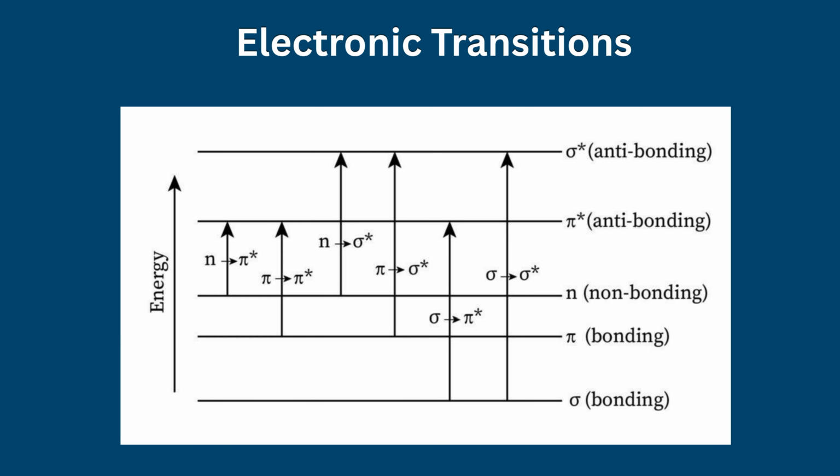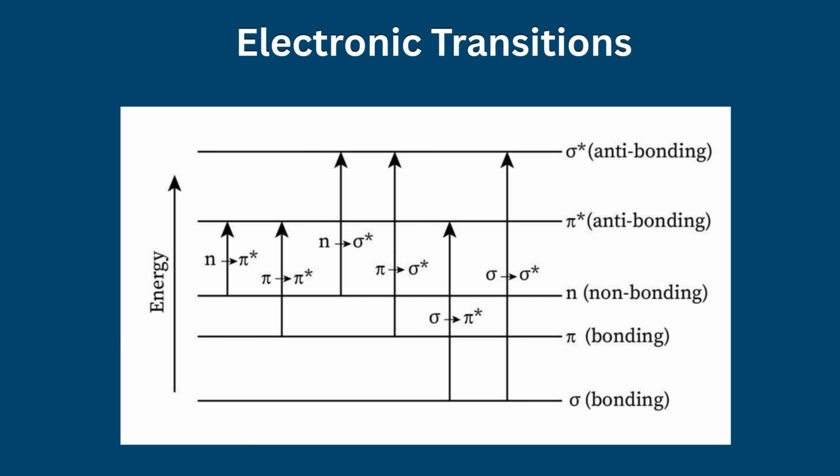Electronic transitions. Electronic excitation in molecules involves transitions between bonding, non-bonding, and antibonding orbitals. The principal transitions observed in UV-Vis spectroscopy include sigma to sigma star, high-energy transitions observed in saturated compounds, in the vacuum UV region.